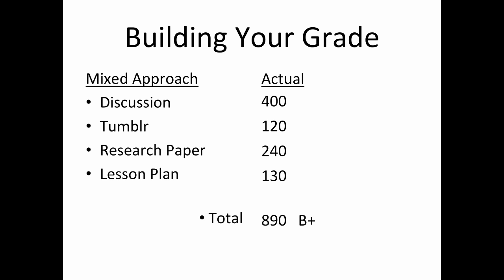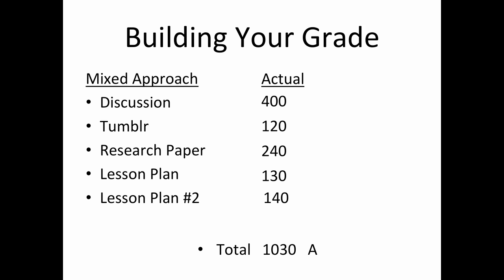That's highly unlikely that you would get that on everything. But that does not mean you have to have the B+. You could decide, okay, I'm going to do an extra lesson plan. So you turn that in, you get 140 out of 150, and that would give you 1030 for the A. And of course, you could do more discussion, you could do another project, whatever you want to do, and you could move up to an A plus. So you can build in protection by doing more discussion, doing an extra project, whatever you want to do.